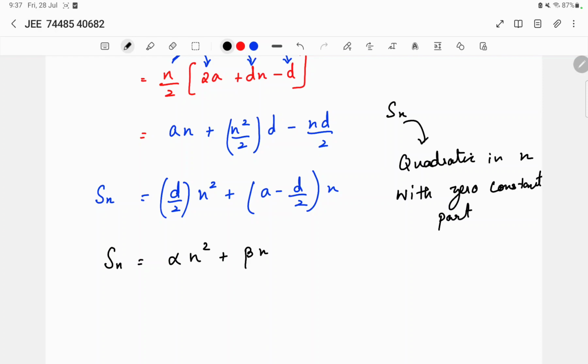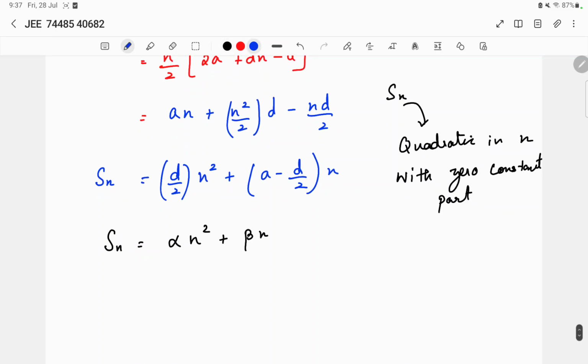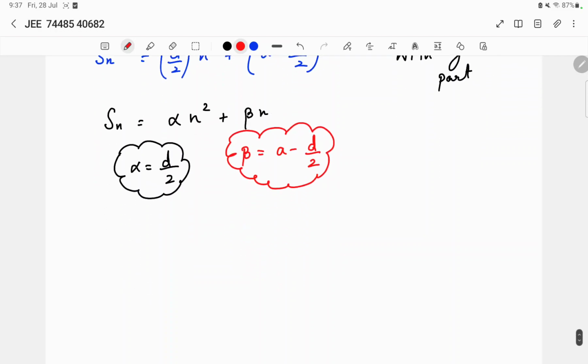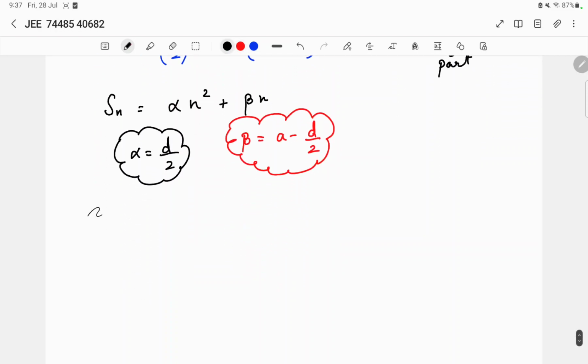In Sn, the sum of n terms of an AP, is what we are discussing, and if you compare here, alpha will be equal to d by 2. After comparing, alpha will be equal to d by 2. Now beta is nothing but a minus d by 2. Beta is nothing but a minus d by 2, and alpha is nothing but d by 2. Now I will write whatever we have discussed.